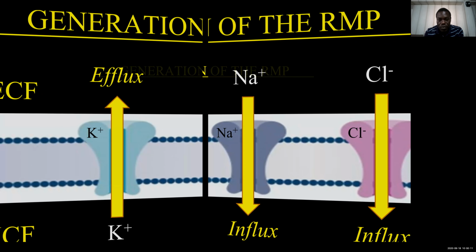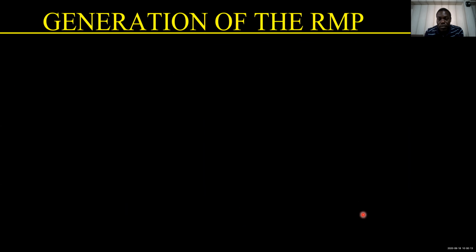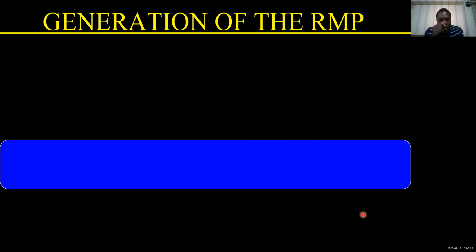Now, having agreed that those ions move in the directions that we have seen, we want to see the impact of those movements in terms of the charges on the cell membrane.